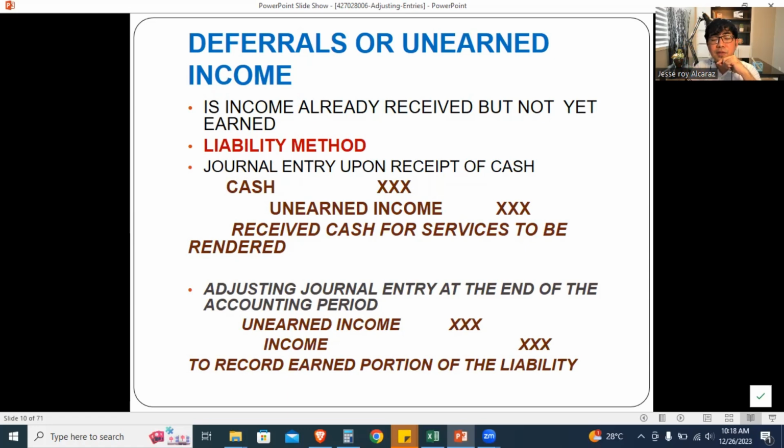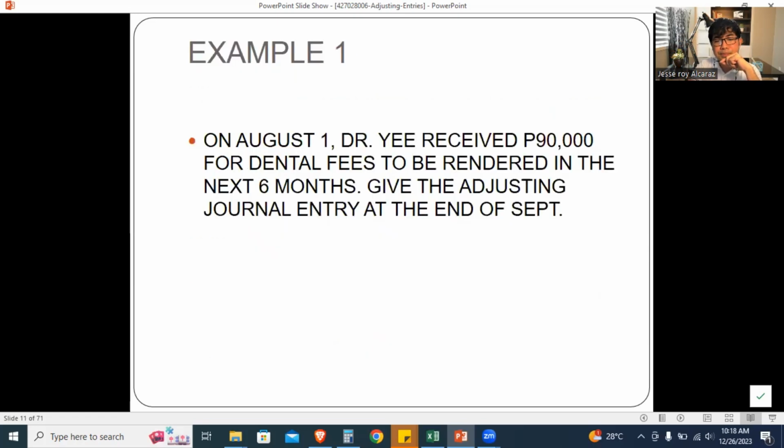Journal entry upon receipt of cash. So kung makadawat tag cash for an advance payment, we debit cash kay dungagan man ato ang kwarta. But we don't record sales or we don't record service revenue. Instead, we credit unearned income or deferred income. These are liability accounts. And then the adjusting journal entry at the end of the accounting period is kung naay portion sa ato ang liability na na-render na nato ang service, kung na-deliver na nato ang goods, then we will have to make an adjustment for that to adjust our liability account. Debit unearned income, credit income.